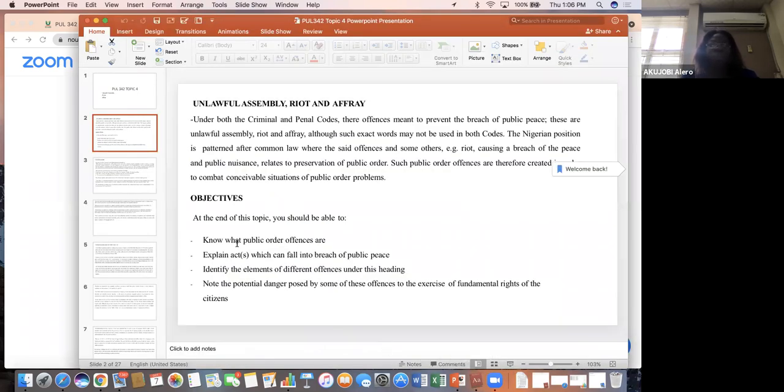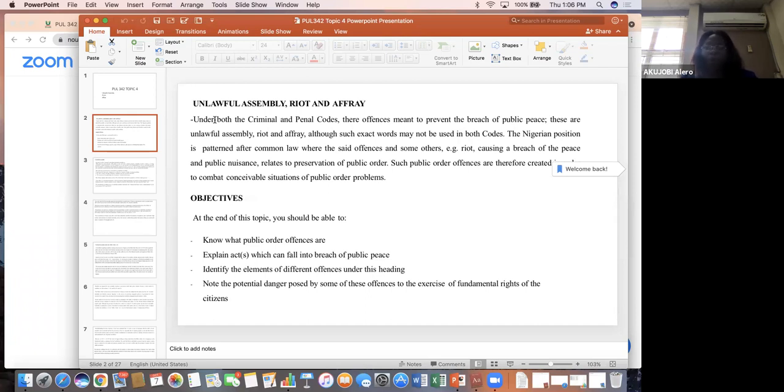So like I said, today we are going to be looking at offenses against public order, and we shall start with unlawful assembly. Under the provisions of the law, certain offenses are regarded as offenses against public order, and one of such offenses is unlawful assembly. When we say people are gathered unlawfully, what do we mean?